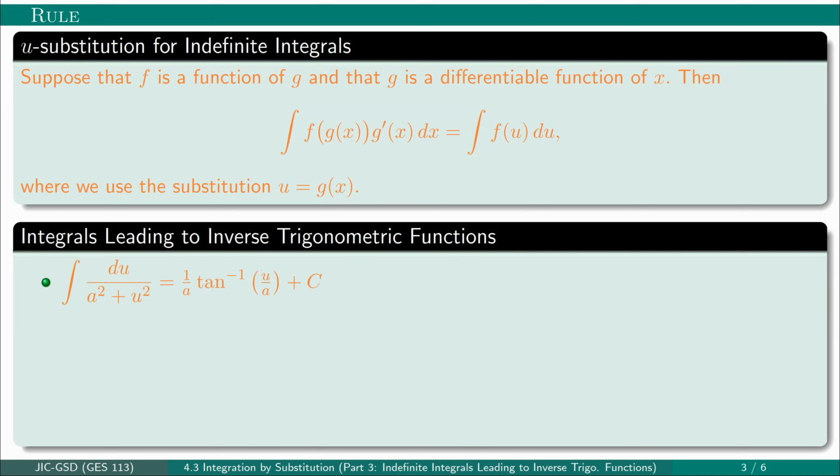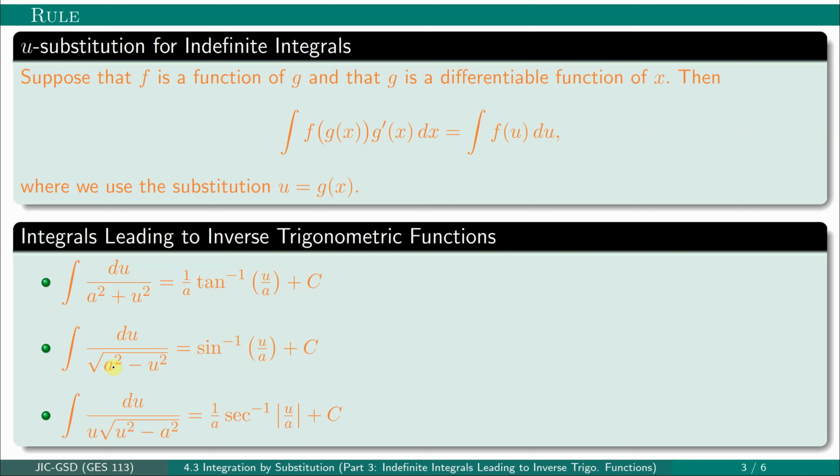The first one is integral of du divided by a squared plus u squared. A here is just a constant. This will be equal to 1 over a tangent inverse of u over a plus a constant c. Now, if you have integral of du divided by square root of a squared minus u squared, then this will be sine inverse u over a plus c.